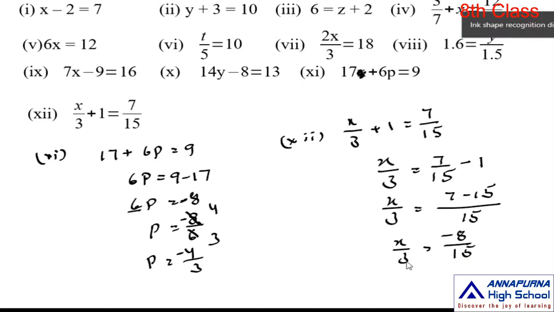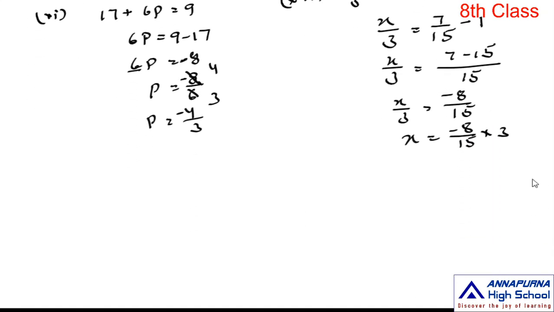Okay, then now transpose this 3 to the right side. So 3 divides x. x is divided by 3. So when you transpose this 3 to the right side, that means if the denominator is transposed to the right side, it multiplies the right side part. So x is equal to minus 8 by 15 into 3. And when you simplify this, 3, 15, 5 times, so x is equal to minus 8 by 5. So this is the 12th one. So this is the first exercise.